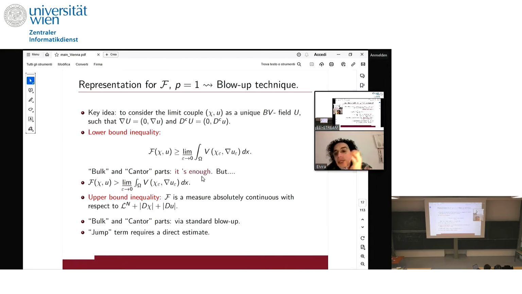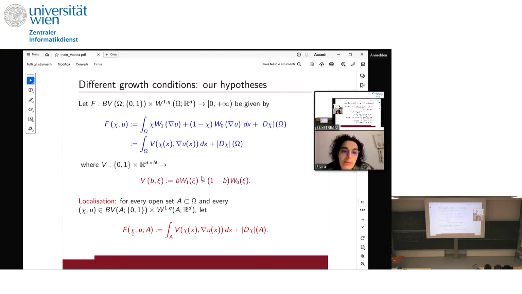Well, for the proof, let me briefly mention that the tricks that we have used are so far quite standard. We adopted blow-up techniques and made a lower bound estimate for the diffuse part, neglecting the perimeter contribution in the original energy, while for the upper bound it was crucial to prove that calligraphic F is indeed a measure, and a measure which is absolutely continuous with respect to the Lebesgue one and the total variation of chi and u. Then just for the jump term, we were in need of a direct estimate.